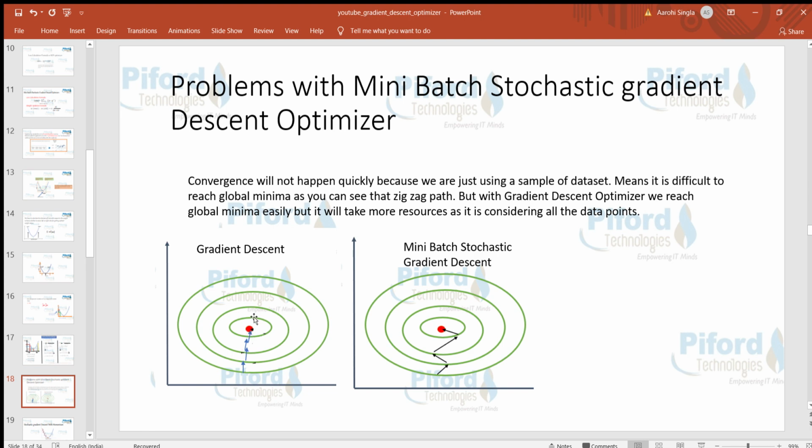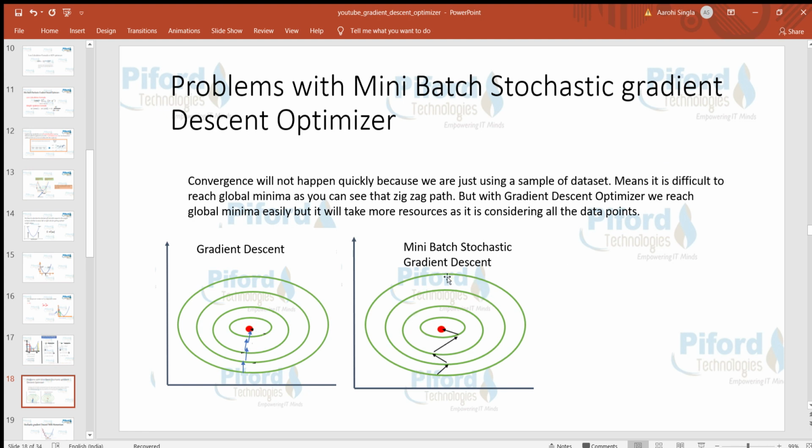So what will be the problem over here? See, we'll get good results, but the problem is, if you want to run the gradient descent optimizer, you need more resources because computation is more. Suppose you have 10 million records, so you are updating your weight after processing 10 million records, right? So we need more RAM and more computation in every sense.